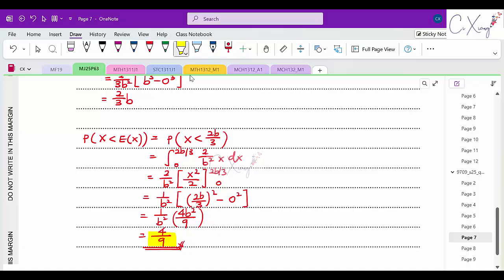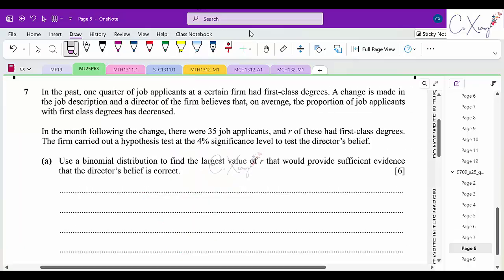Okay? Yeah, so this is how we solve question number 6, the last question for this paper. In the past, 1/4 of job applicants at a certain firm had a first-class degree. 1/4 gives you the idea where you're having 25% or maybe 1 out of 4. So for me, I write it out as 25% or 0.25, the probability.